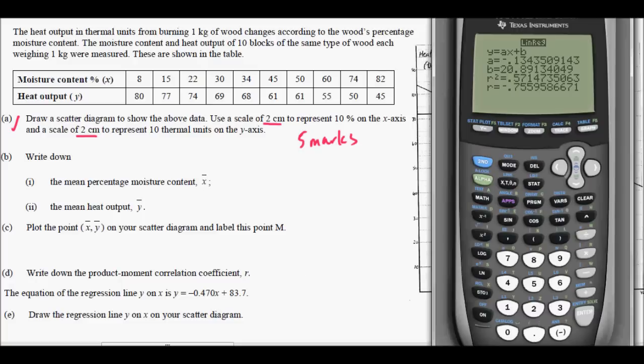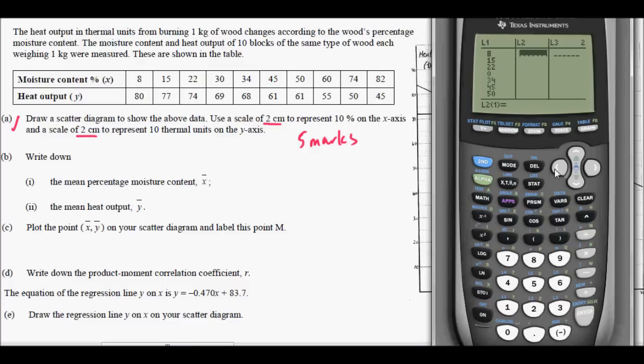And that's fine. We can do that at the same time. So we'll go to stat. Again, edit. This is where all stats come from, is your lists here. So I'm going to clear this list. Make sure you don't press delete, okay? That will delete the list, and that is a nightmare. You're going to have to reset your calculator, add in a new list, which you don't want to do. Okay, so I'm going to go 8, 15, 22, 30, 34, 45, 50, 60, 74, 82.